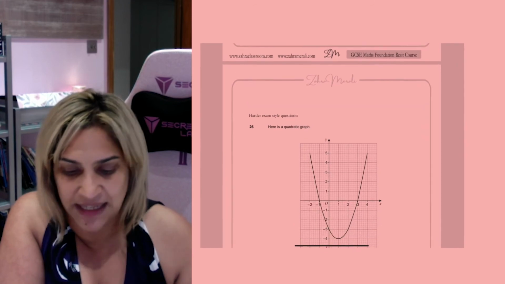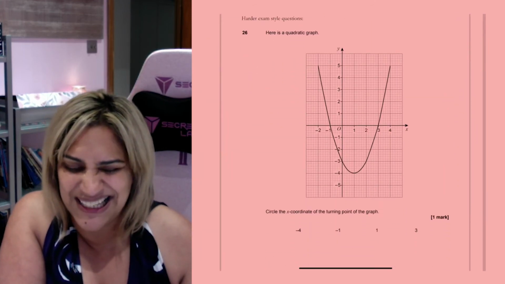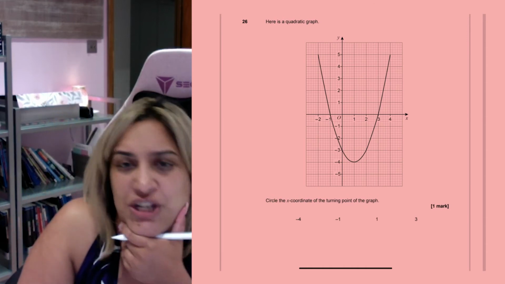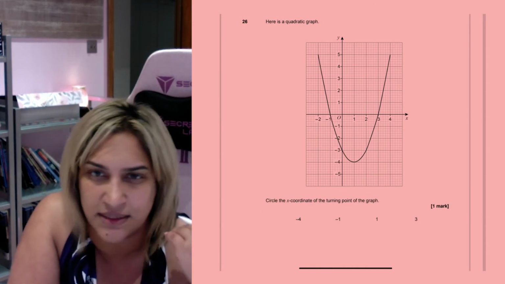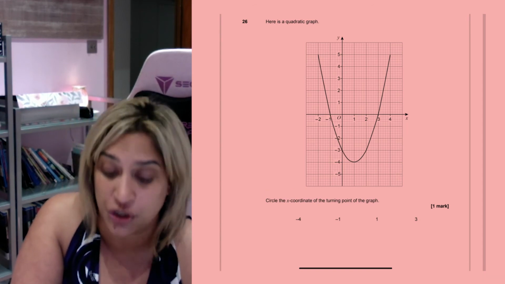If you want to use that, you can use that. This is just an example. But typically, in the foundation paper, this isn't something that gets tested a lot. You will have more questions like the exam questions we're about to look at.